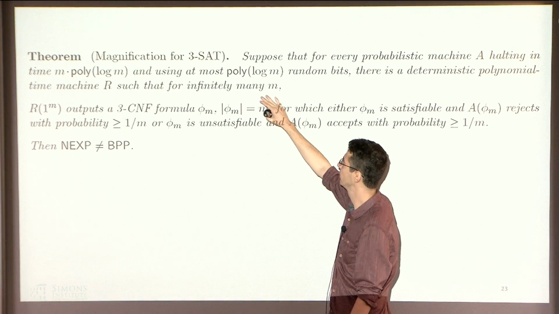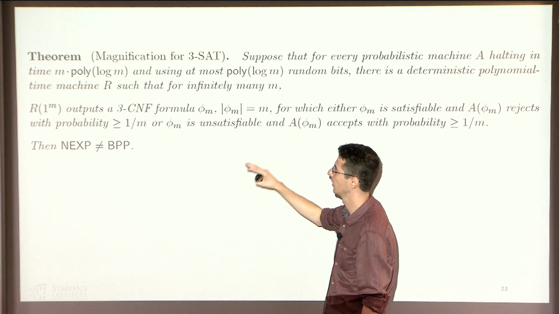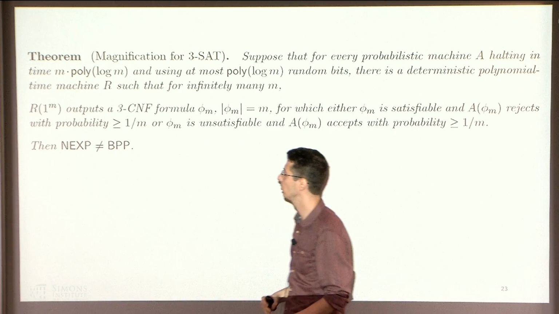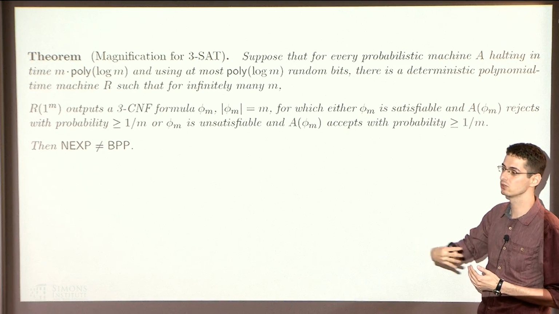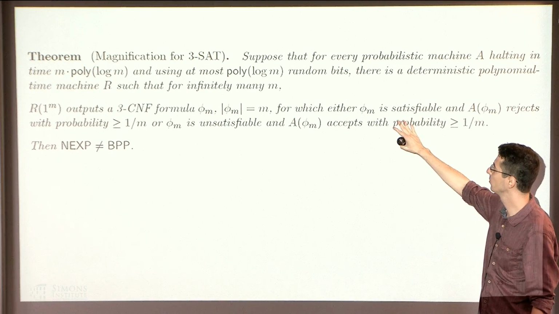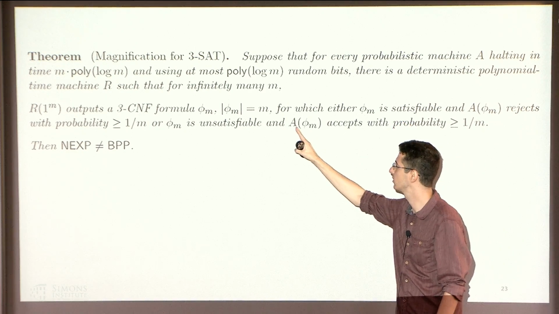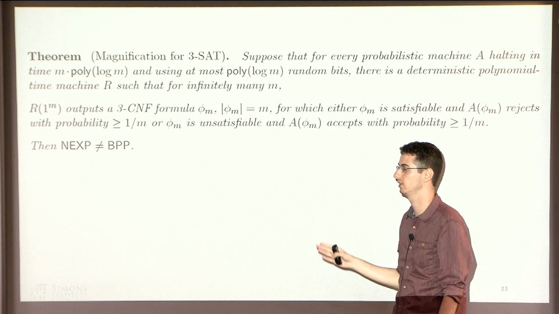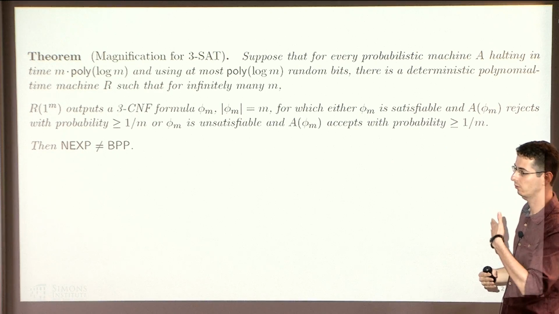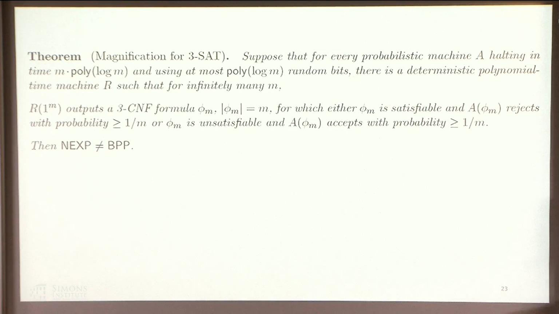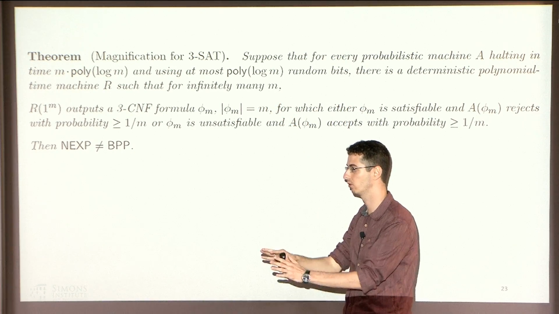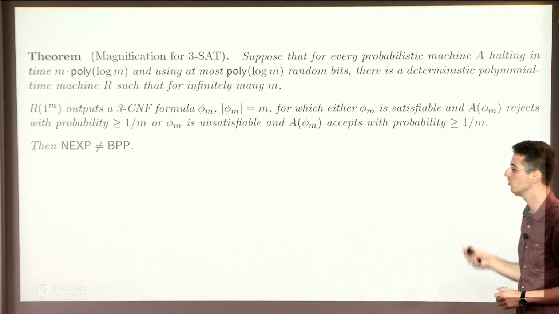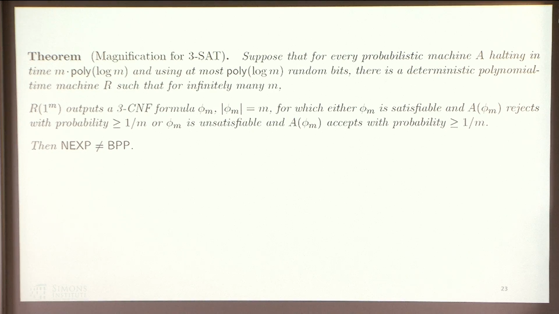On infinitely many input lengths M, this machine gets 1 to the M and outputs a 3CNF formula of length M. For infinitely many values of M, these formulas witness that A is not correct with high probability over that instance. So you witness infinitely often formulas where the algorithm is not correct with high probability. And you are allowed to pick the refuter after you see the algorithm. So for every algorithm, you can design your refuter. If that is possible, then EXP is different from BPP.